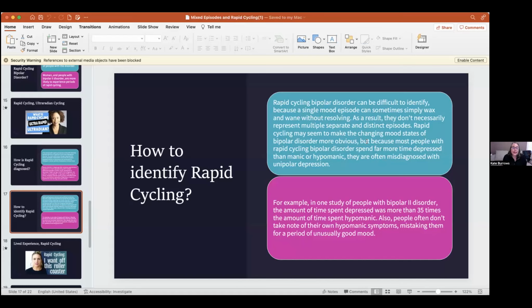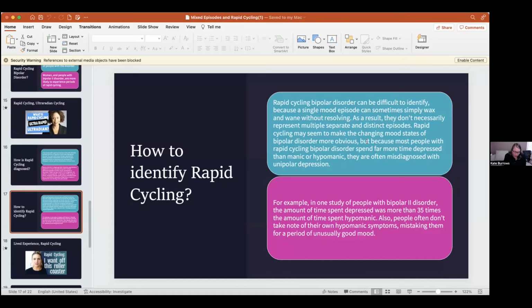So again, rapid cycling may seem to make the changing mood states of bipolar disorder more obvious, but because most people with rapid cycling disorder spend far more time depressed than manic or hypomanic, they're often misdiagnosed with unipolar depression. And this can be dangerous, as Dr. Tracy Marks noted.